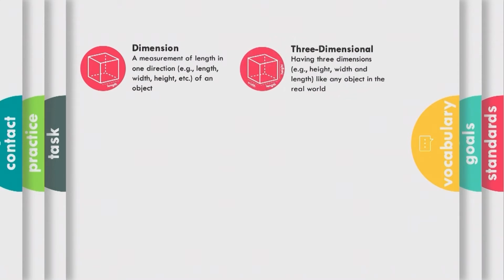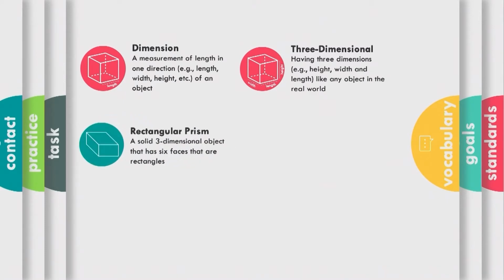The next term you'll hear a lot is three-dimensional. And as you can see there, it actually has the word dimension in it. Three-dimensional means having 3 dimensions like any object in the real world. So if any object, like the picture you see here, has height, width, and length, then it is a 3-dimensional object. So let's think about this for a second. An apple is a 3-dimensional object. A pencil is a 3-dimensional object. Your dog Fluffy is a 3-dimensional object because it has height, width, and length.